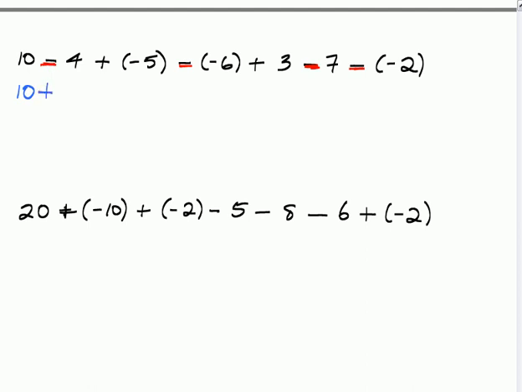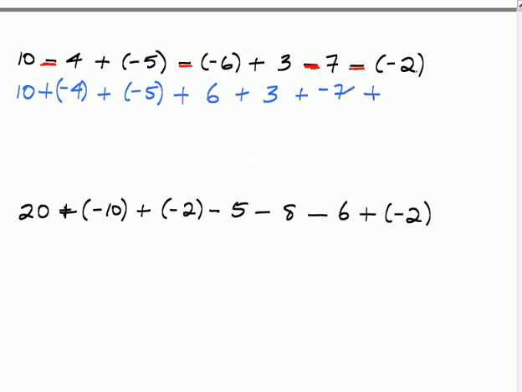plus negative 5, plus, we changed from subtraction to addition, so we changed the sign of the number that follows, plus 3, plus, we changed the sign. Here's another subtraction, so we change that to addition, and then we change the sign of the number that follows, so now that becomes a positive 2. And let's put some cosmetic parentheses around it.